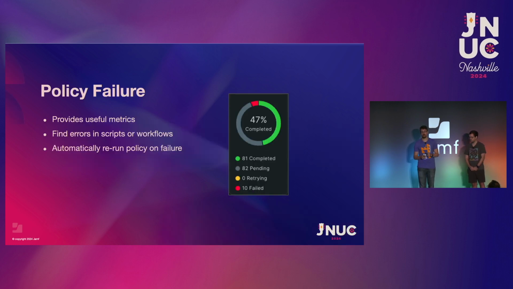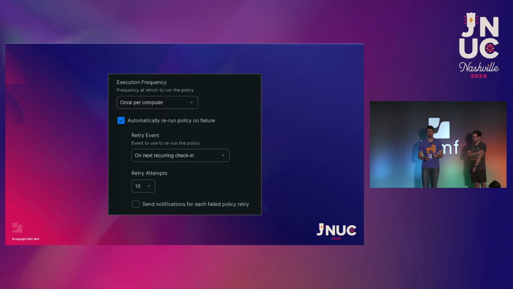Another thing I want to talk about is policy failure. Policy failure is entirely helpful. Despite Adam saying if you always exit 0, your policies never fail, it really is useful. It helps you see metrics about success rate. It's going to help you find the computers that are hitting errors in your scripts or workflows. One of my favorite features Jamf has added in the last few years is the option to automatically rerun a policy on failure. And this is a great way to make sure that if something goes wrong, the policies try again. However, when you use this feature with policies with custom triggers, it gets a little bit complicated.